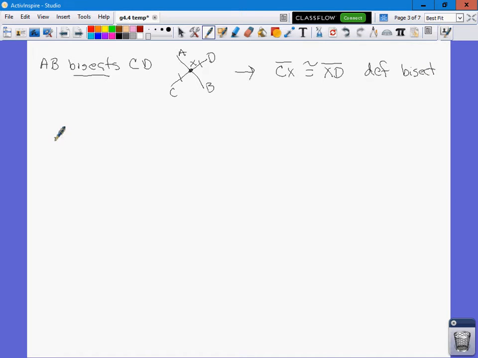Okay? If I see A is a midpoint of BD, what should I be able to state next? What does it mean to be a midpoint? It cuts something into two equal parts, right? So I should know that segment BA is congruent to segment AD. And the reason I'd know that, definition of midpoint.